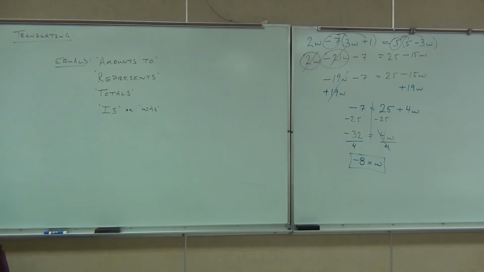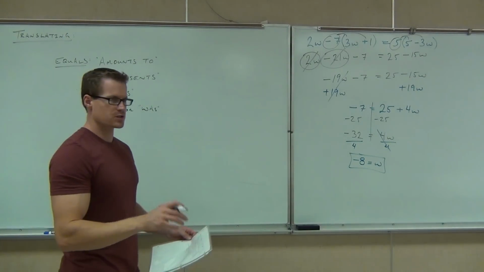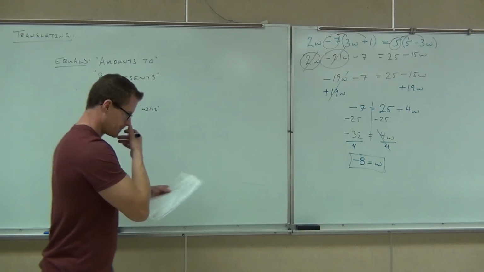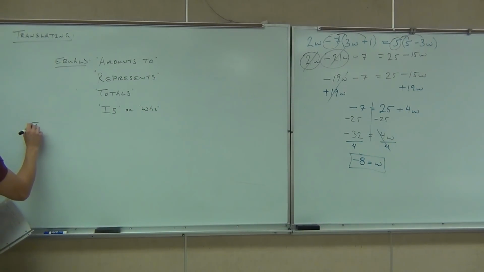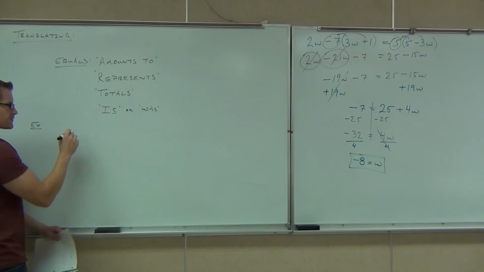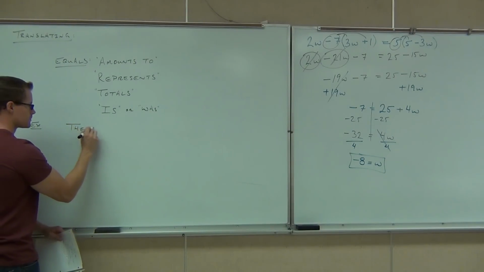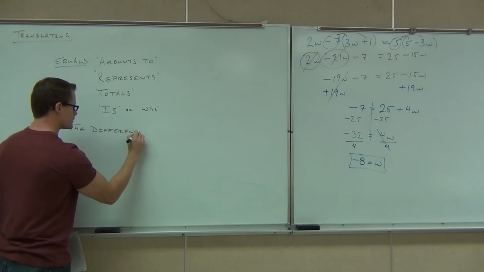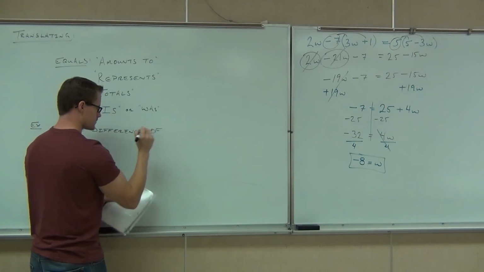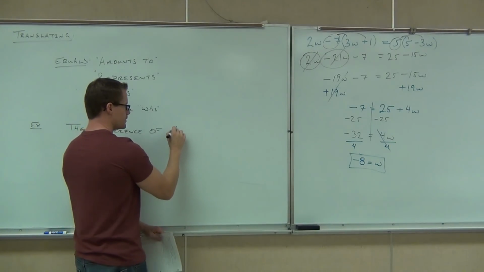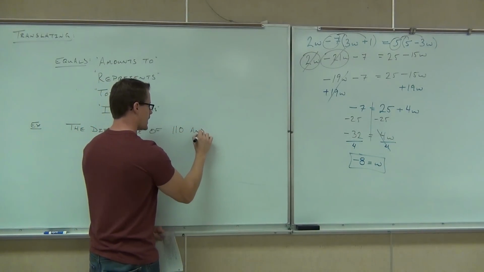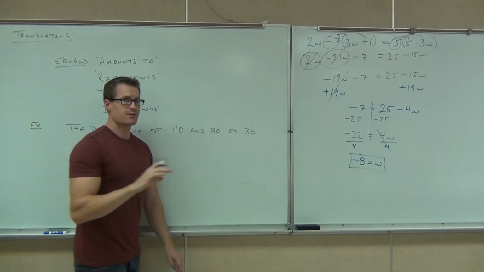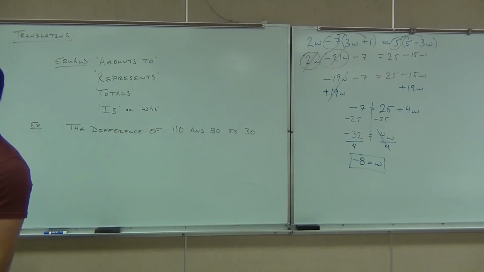Let's start with some basic ones really to get the hang of this, and then we'll move on to some actual things with variables in them. So we'll just do 3 for right now. Let's say the difference of 110 and 80 is 30. We're not going to have any variables right now. I just want to get the hang of writing these sentences out.